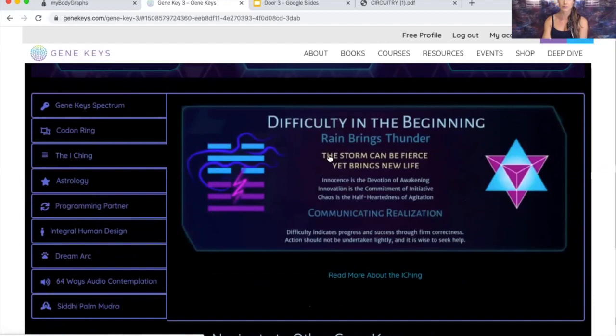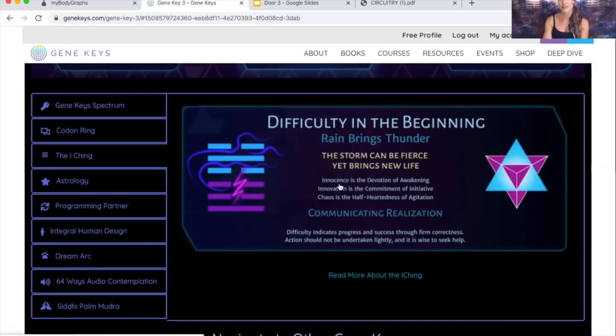So first of all, the storm can be fierce, yet brings new life. So that's the thing, when we have this innovation all the time, it can look chaotic. It can look like there's no order, but actually it's bringing something new. There is a freshness. There's a little bit of feeling of the first gate here as well, the kind of spark of something fresh and something new. And I also like how, so here we have water over thunder. So when we look at the three frequencies as written out like this, you are going to have the third gene key here. You're going to have devotion. You're going to have water here. You're going to have thunder here.